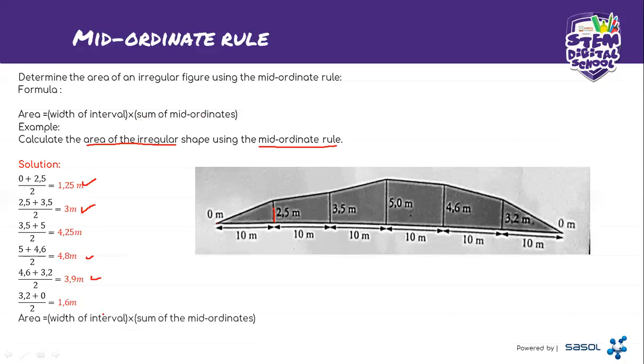Then the next step, you write the formula. What is the width of interval? That is the distance between the ordinates, which is 10 meter. In this case, you can see it's 10 meter, 10 meter. So that is the width of interval. Then you put the 10 there, add all the mid-ordinates, and the area is going to be 188 meters squared. So that's how you calculate the area of an irregular figure.